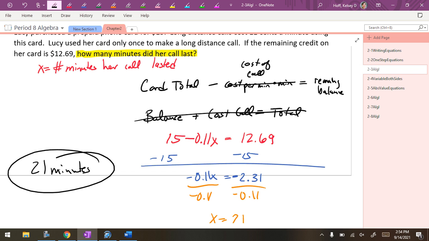Okay. So when you talk about a prepaid phone card, if you face a problem like this, don't panic. Like, I don't know what that is. It's a gift card. Just think of it as a gift card.